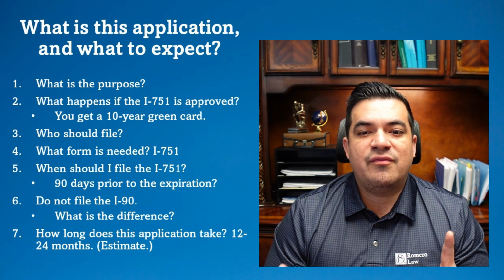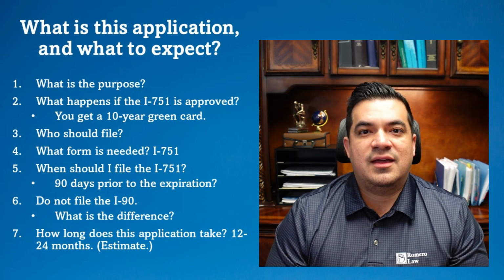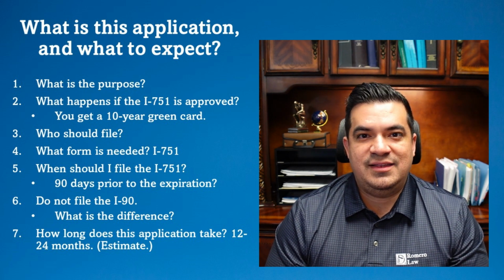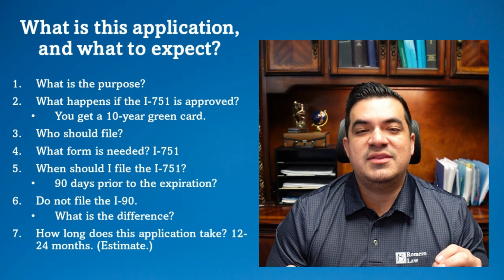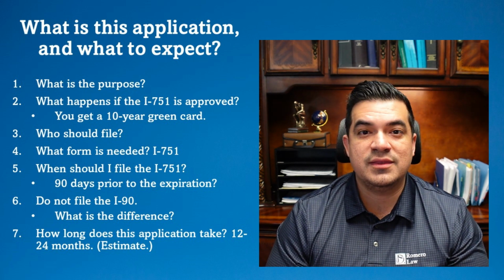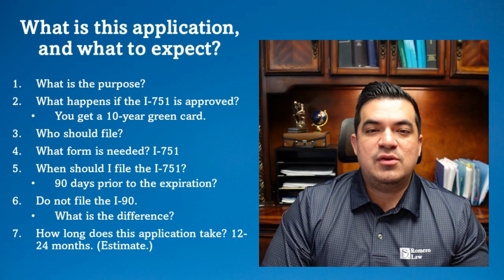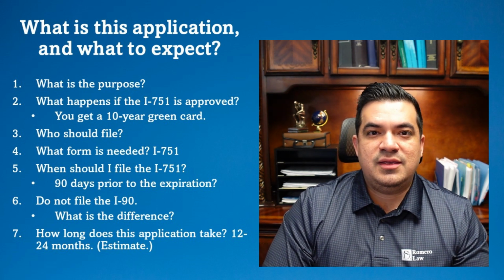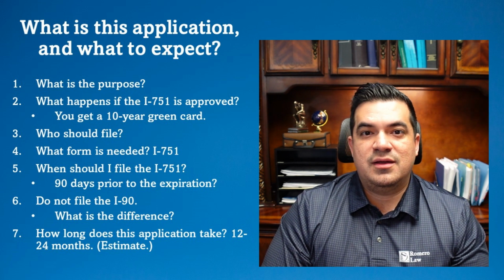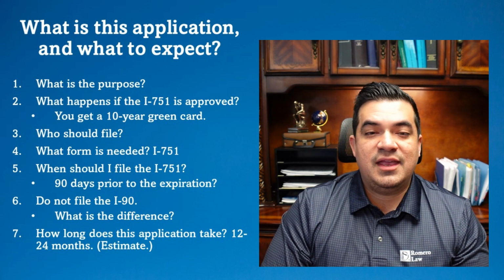Also, do not file the I-90. Let me repeat that again. Do not file the I-90. This is a very common mistake when people say, okay, my green card is about to expire, so I'll ask for a new one, and they file for an I-90. That is the wrong form. It will get rejected, and you will possibly run out of time on your I-751.